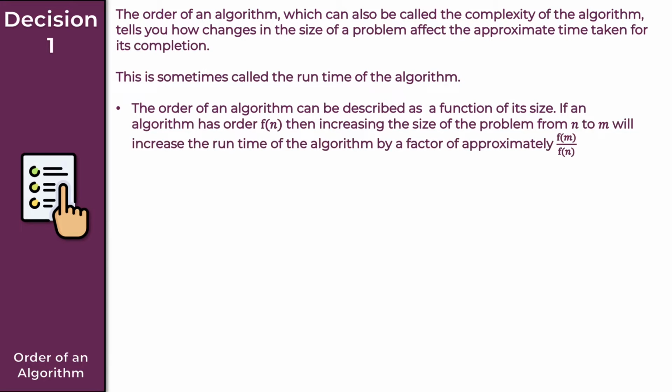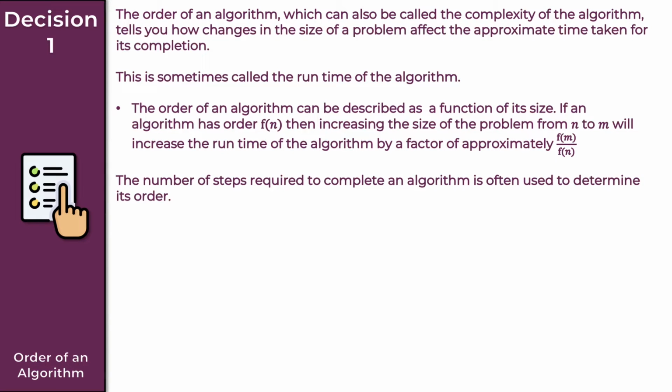Now, the order of an algorithm can be described as a function of its size. So if an algorithm has order f of n, then increasing the size of the problem from n to m will increase the runtime of the algorithm by a factor of approximately f of m over f of n. And the number of steps required to complete an algorithm is often used to determine its order.